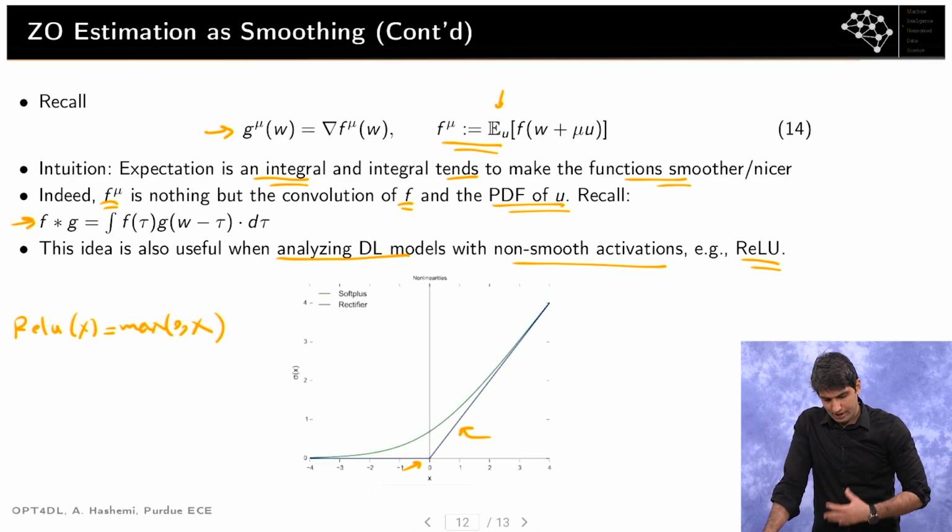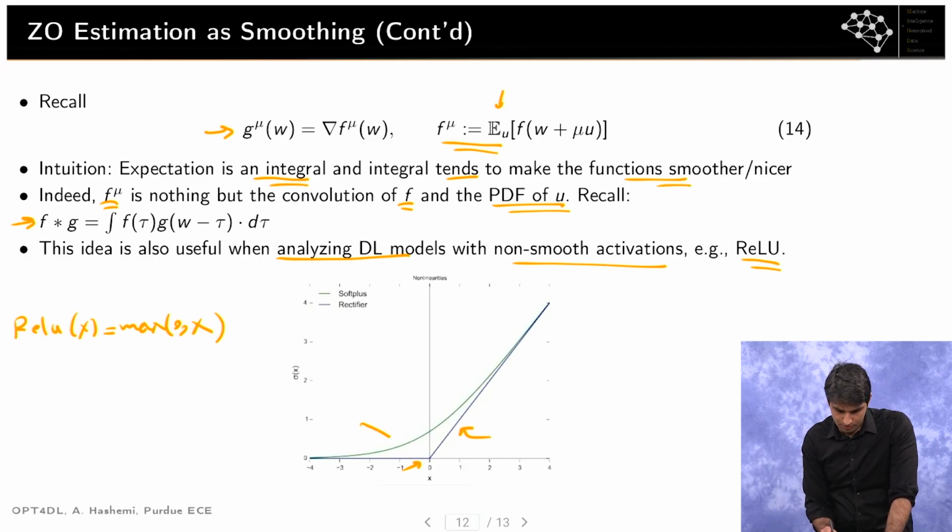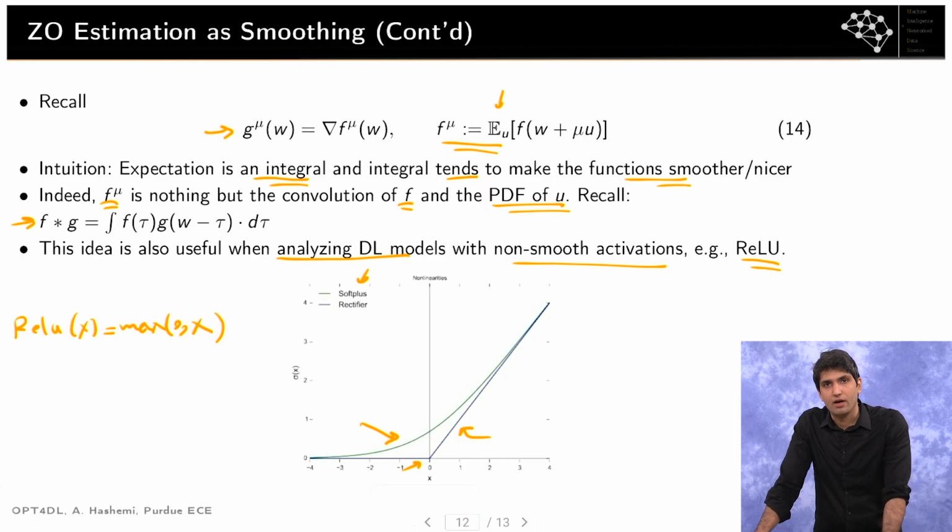But if you take it and, let's say, convolve it with the PDF of a Gaussian, you're going to get something like this, which is also referred to as the softplus ReLU activation. So what that means is that if you have some results for deep learning models with smooth activations, you can extend that to deep learning models with non-smooth activations, such as the ReLU activation, which we typically use in many practical settings.